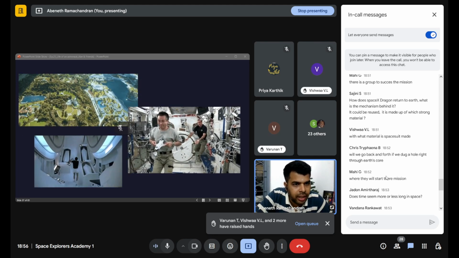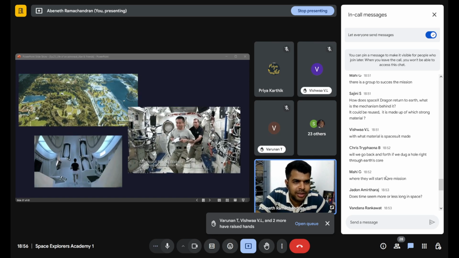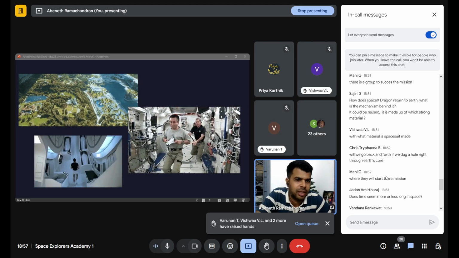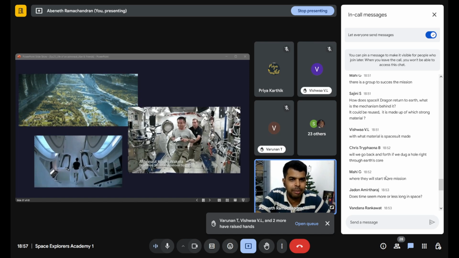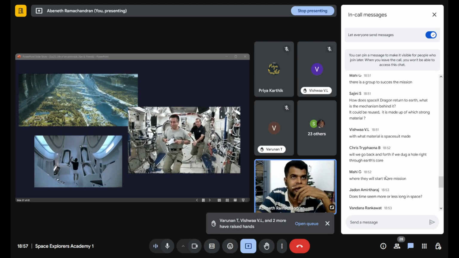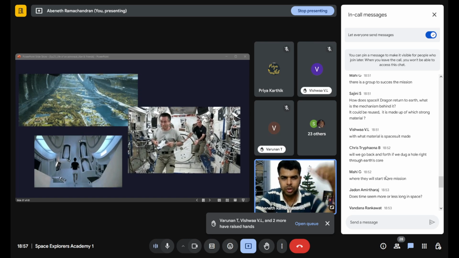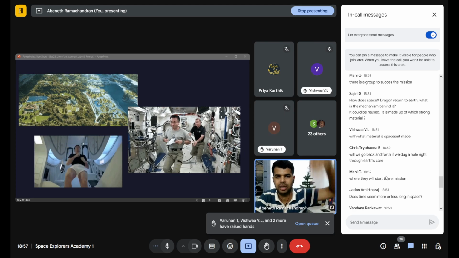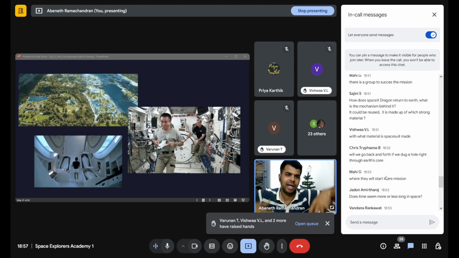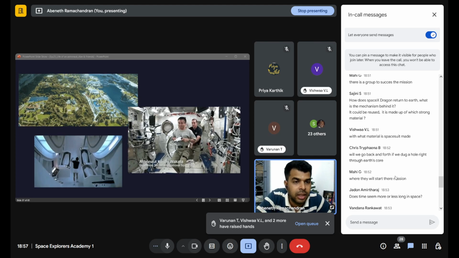Will we go back and forth if we dug a hole right through the Earth's core? It's a hypothetical question. Nobody has tried digging a hole straight into the Earth's core. It will take many millions of years to go. The deepest hole that we have dug is around 8 to 10 kilometers, almost the height of Mount Everest. Beyond which they couldn't go because it was very hot, and no drill bit can go that deep, so they stopped it halfway.